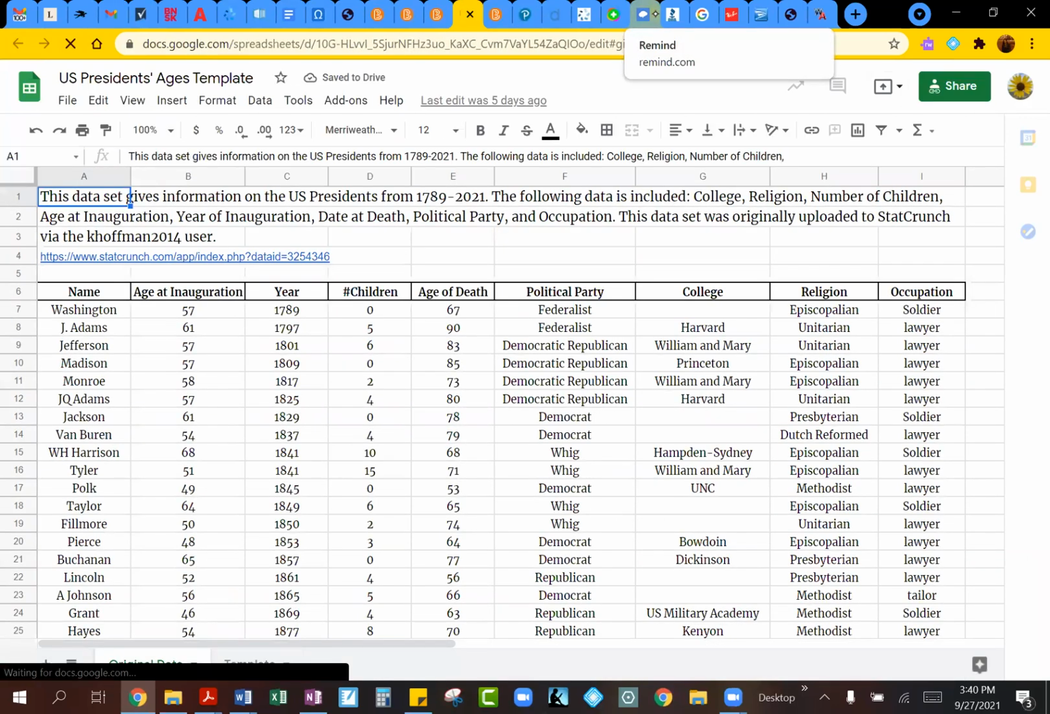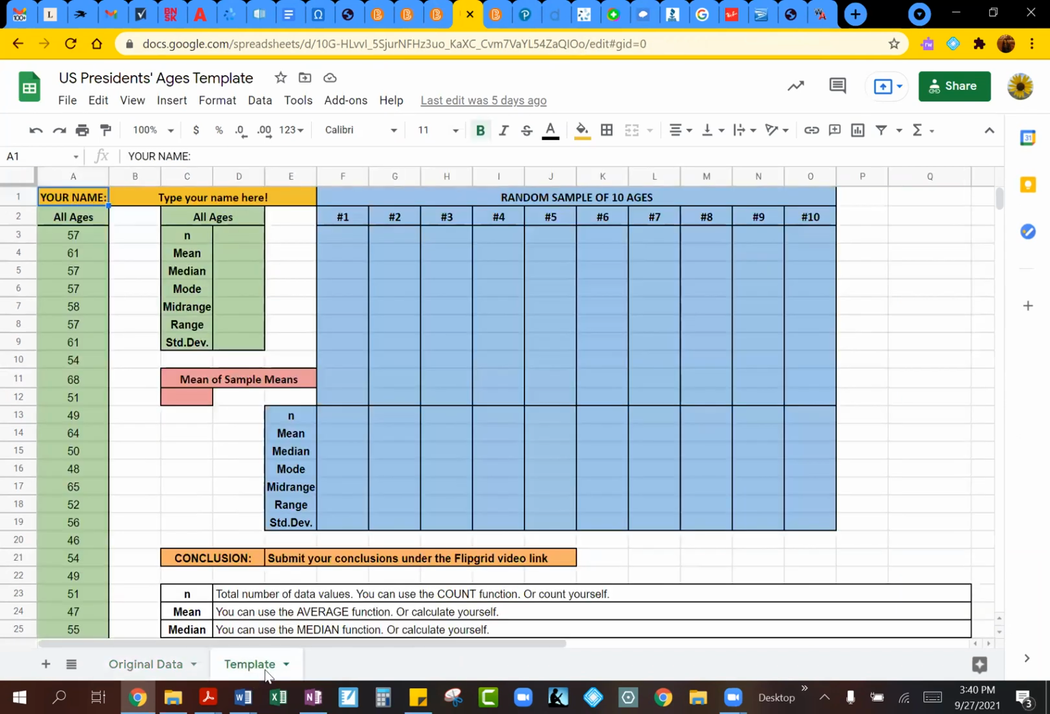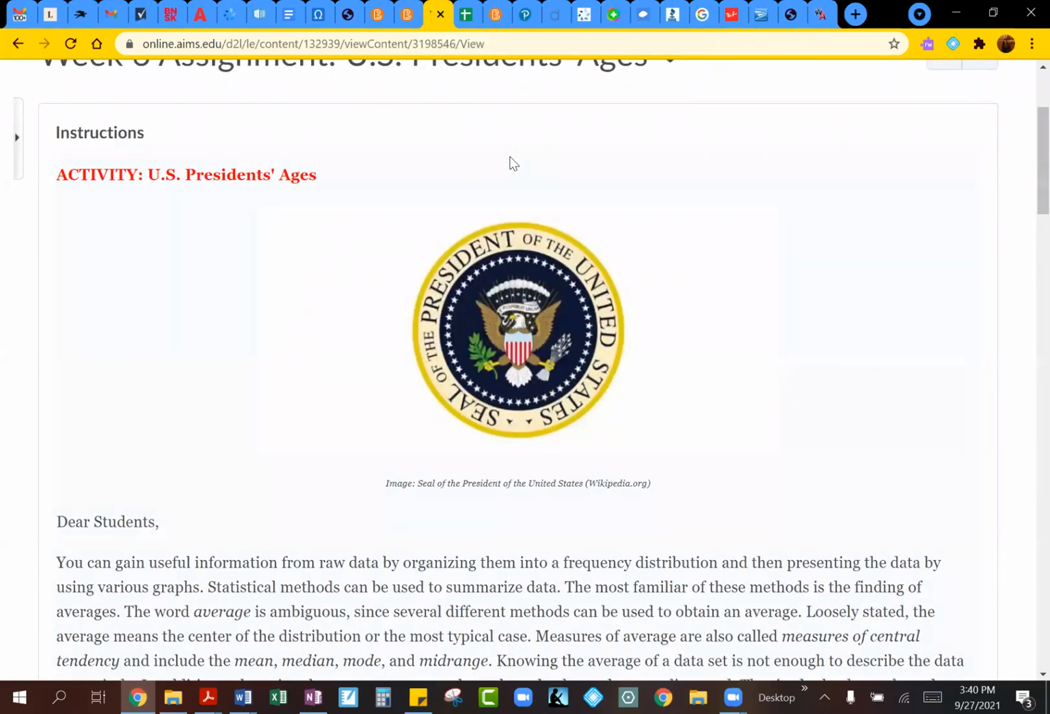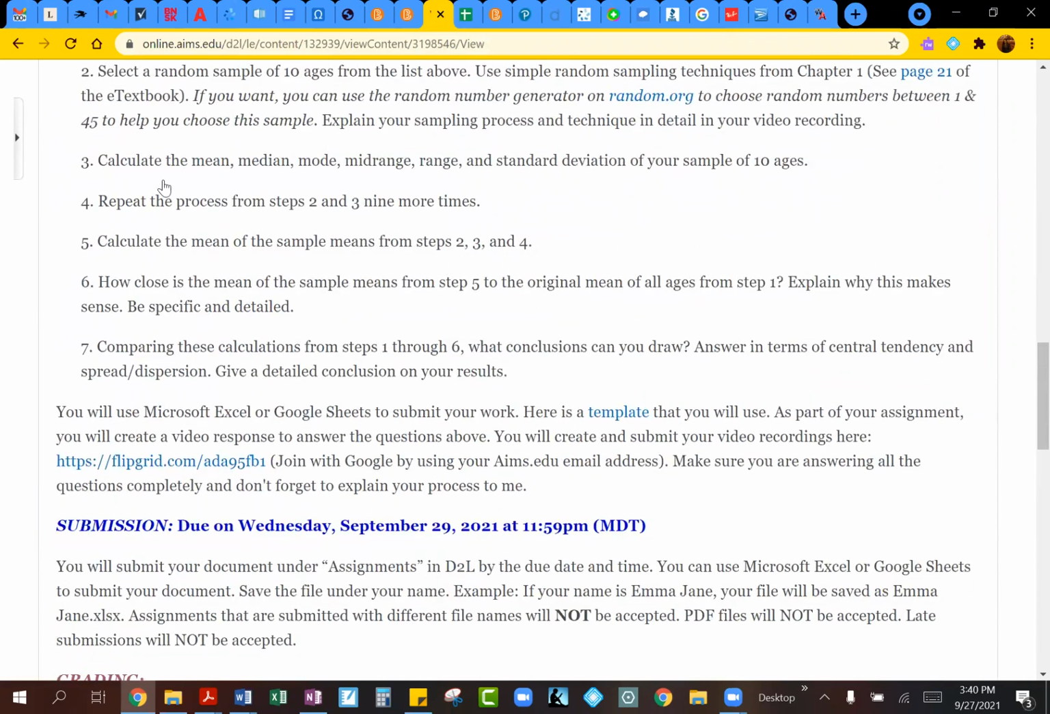The first page of the template is going to be the raw data file, but just click on that second sheet at the bottom where it says template, and this is where you will find the blank spaces where you will be entering all your information. And then remember, guys, you are also going to be making a video recording of your findings, and you have a link here for the Flipgrid website, so you will be submitting your recordings over here.